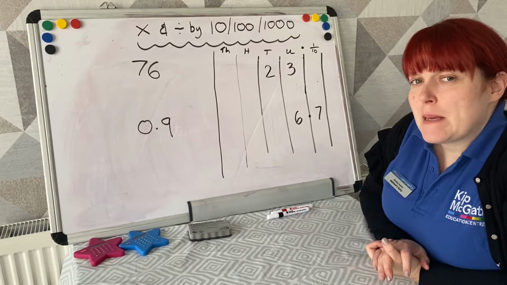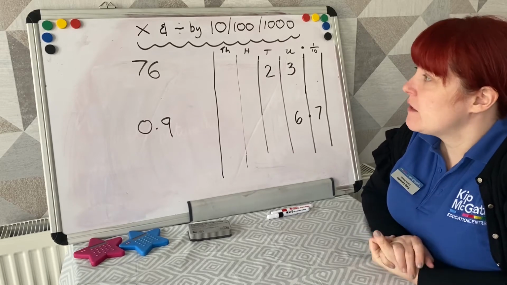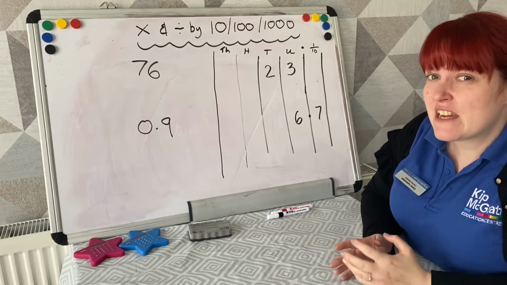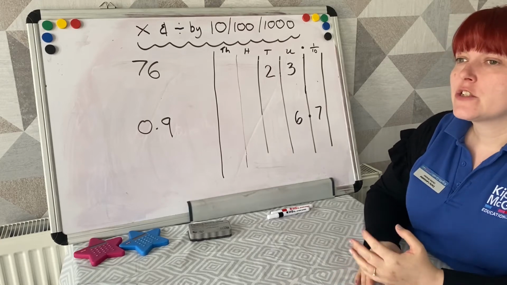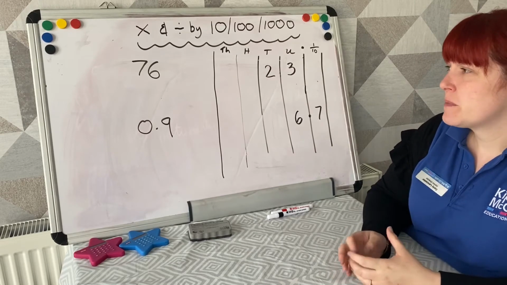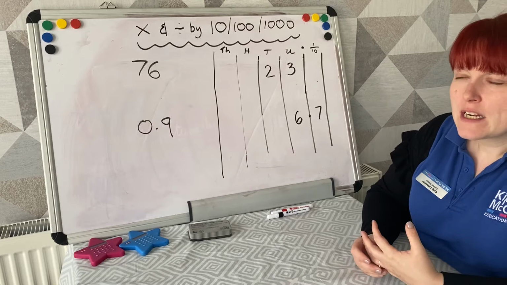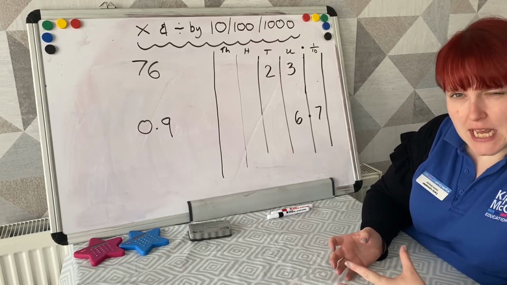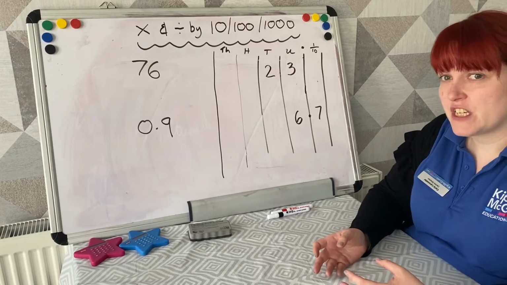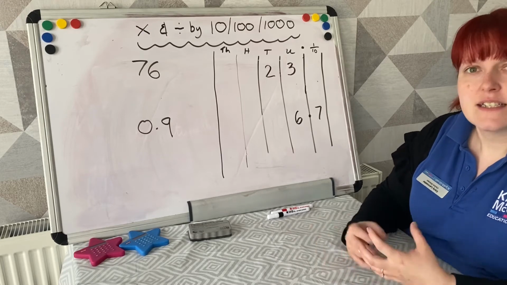Hiya, I'm Carly from Kip McGrath in Carlisle, and today we are looking at timesing and dividing by 10, 100 and 1000. So when you start off with something like this, we would start off by talking about, okay, what's 5 times 10? So 5 times 10 is 50. 7 times 10 is 70.